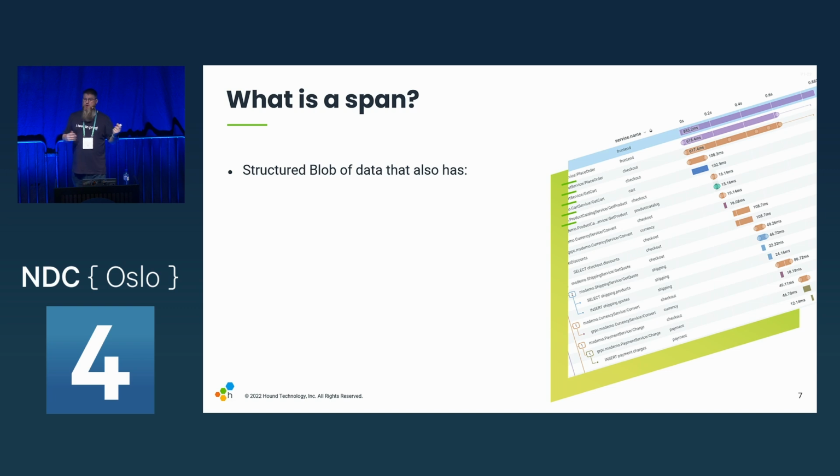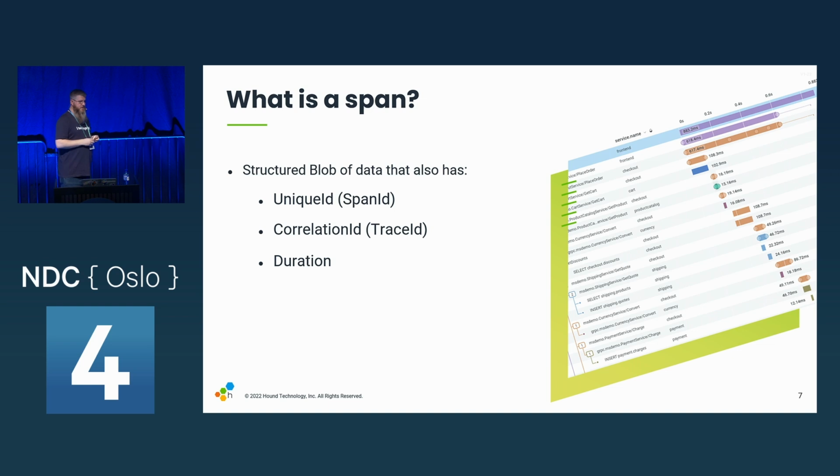It's a structured blob of data. That's all it really is. But it has some mandatory items on it. It has a unique ID. We call it a span ID. It has a correlation ID. It's called a trace ID. It'll have a duration, how long that span took to execute.